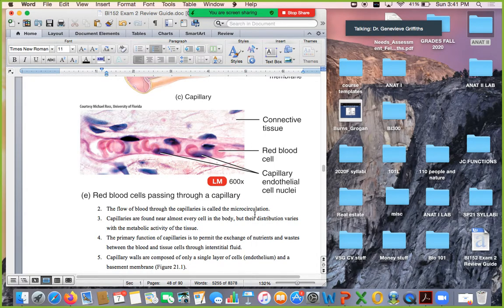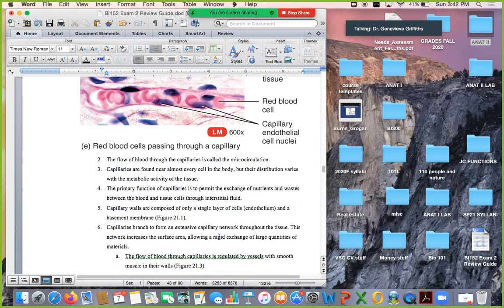Now, blood through capillaries is called microcirculation, or circulation at the tiniest level. And capillaries are found next to almost every cell in the body. But depending on the metabolic needs of that tissue, we end up with more or fewer capillaries that feed those tissues. Now, as I mentioned previously, the primary function of capillaries is to permit exchange of nutrients and waste between the blood and tissue cells. So basically, the blood delivers things to the interstitial fluid, and the interstitial fluid delivers things to the cells, and then the cells deliver things to the interstitial fluid, and the interstitial fluid delivers it back to the blood. So this is how we're delivering things like oxygen and retrieving things like carbon dioxide and cellular waste.